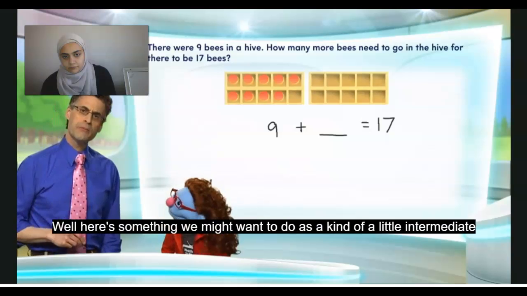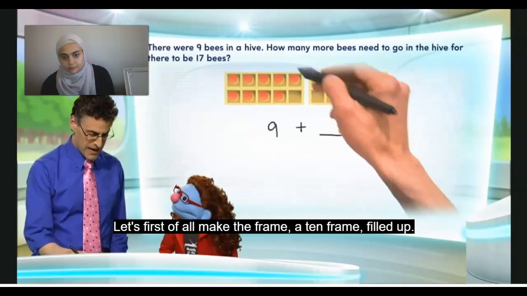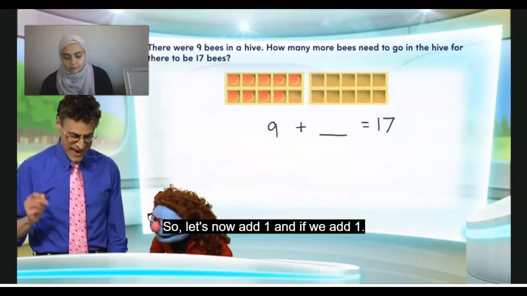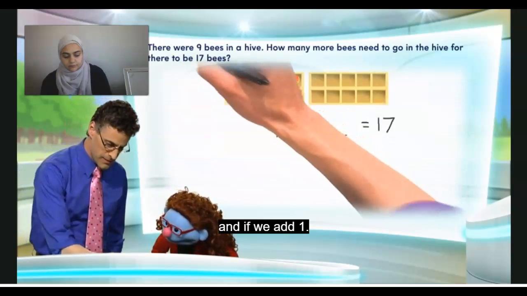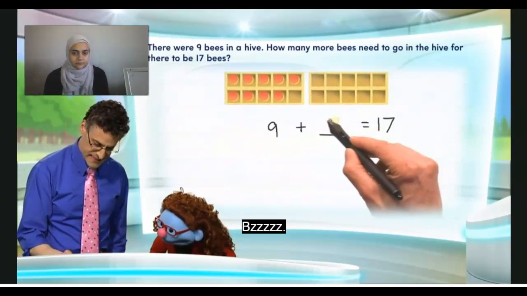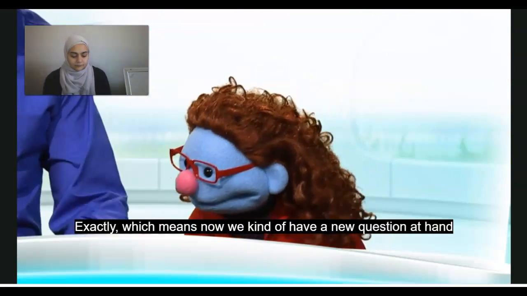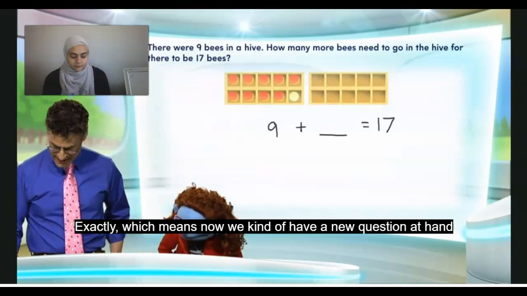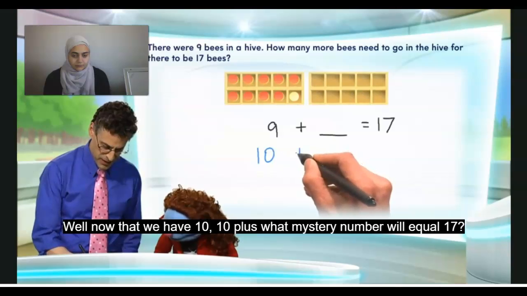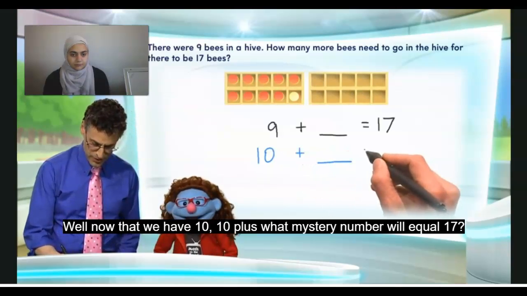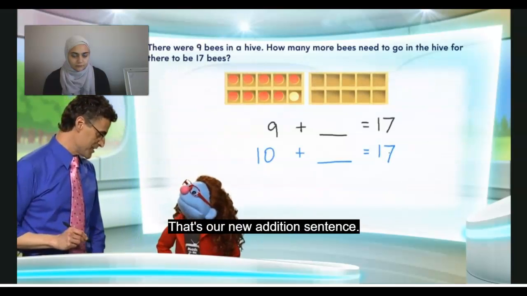Right. Well, here's something we might want to do as a little intermediate step first. Let's first of all make the frame a 10 frame filled up. So let's now add 1. Now there's 10 because it's a 10 frame, which means now we have a new question at hand: now that we have 10, 10 plus what mystery number will equal 17? That's our new addition sentence.